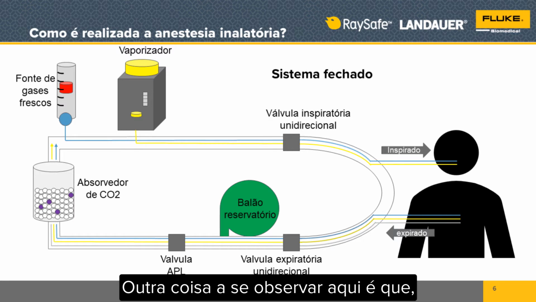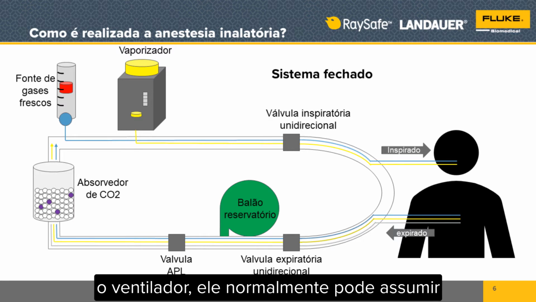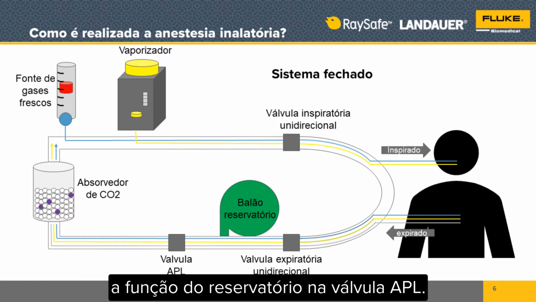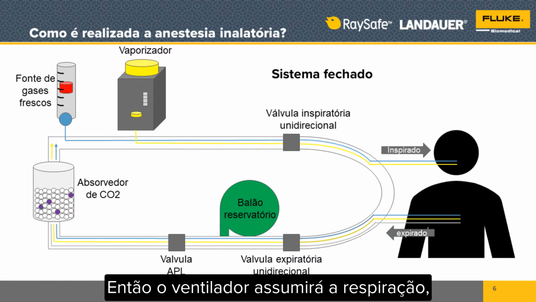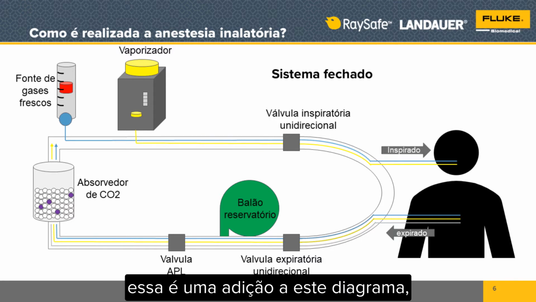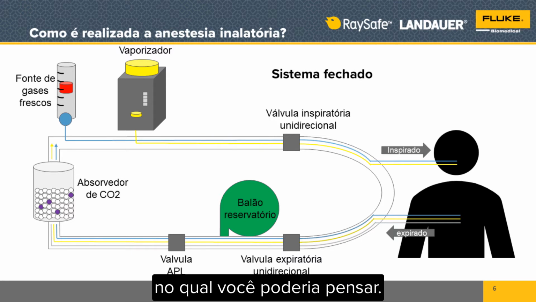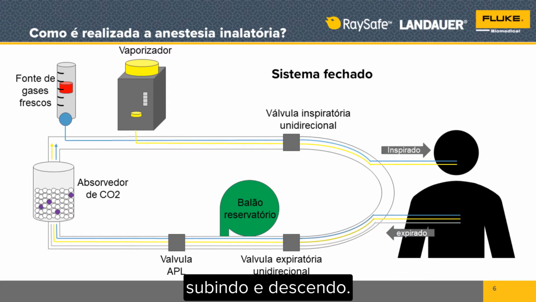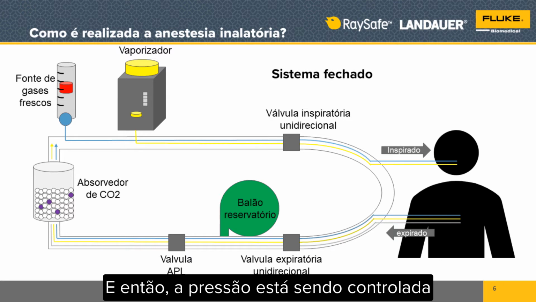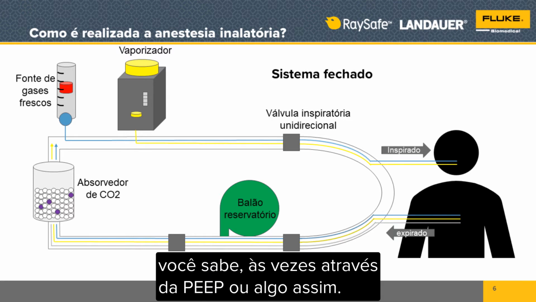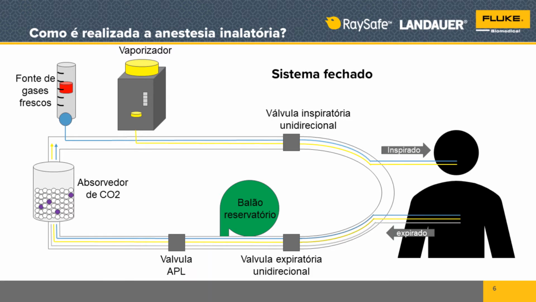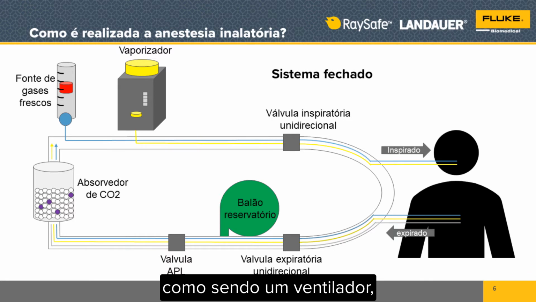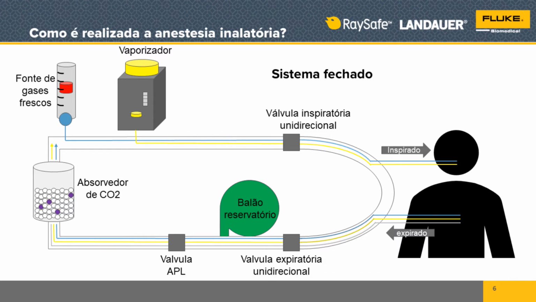One more thing to note here is that the ventilator can typically take over the function of the reservoir bag and the APL valve. So the ventilator will take over breathing. That's one addition to this diagram that you could think about. So when the bellows are pumping, that's kind of like the reservoir bag going up and down. And then pressure is being controlled, sometimes through PEEP or anything like that. So if you think about that bottom section in the middle as being a ventilator, it's another way to visualize it.